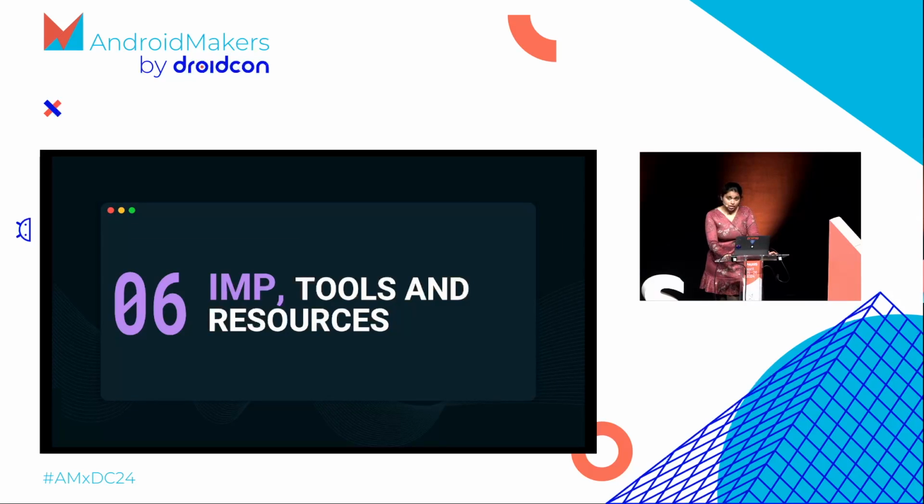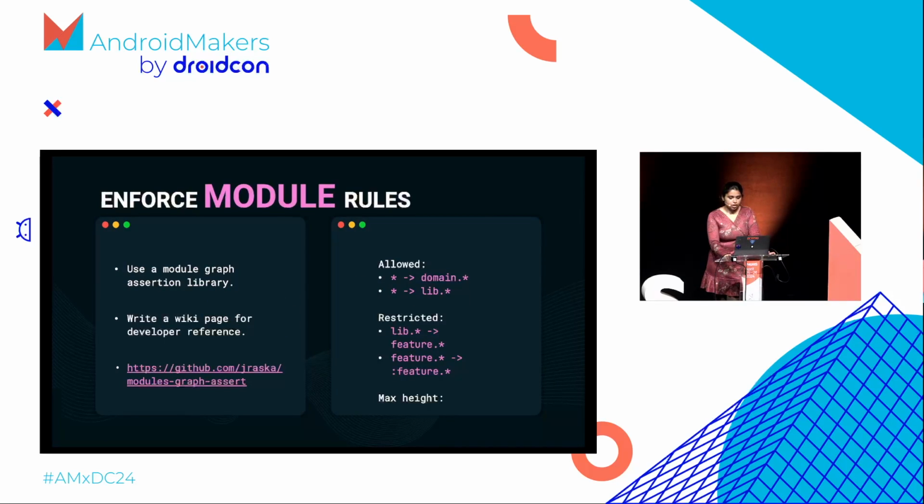OK, important tools and resources that we use. The first one that we use is a module graph assertion library. We know that feature modules should not depend on other feature modules. A library module should not depend on feature modules. But who is really enforcing this? How many of us really go through build.gradle files before in a PR, right? Especially if you're creating a module. We think of them as boilerplate for the most part.